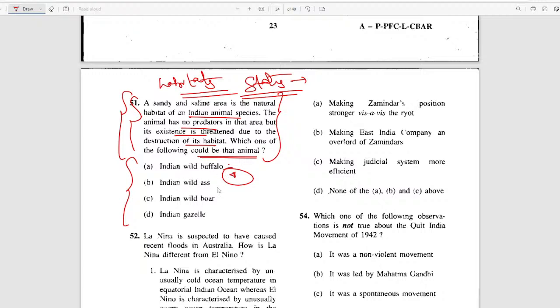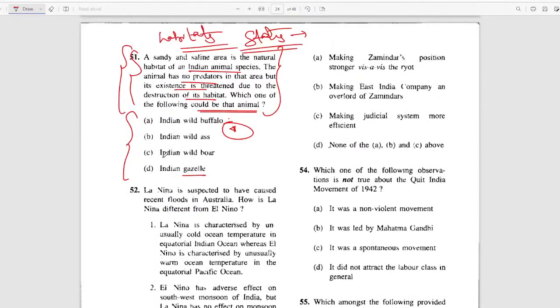Indian wild buffalo, Indian wild ass, Indian wild boar, and Indian gazelle, and also their habitats and whether there are any specific issues about that animal. And similarly, they have asked about the tigers. They've also asked about elephants and also one on rhino. So go through these important animals.